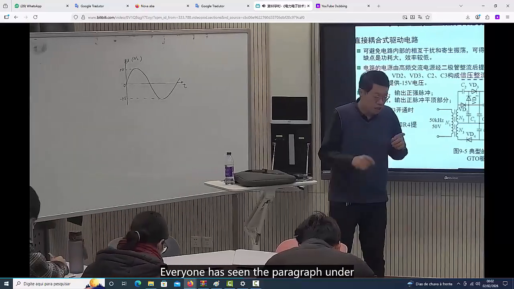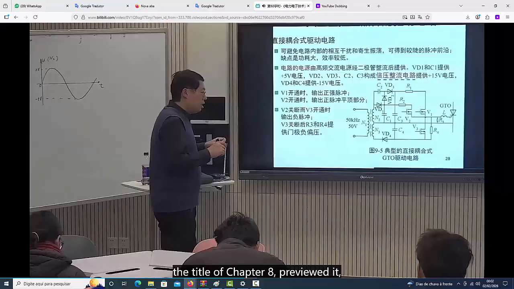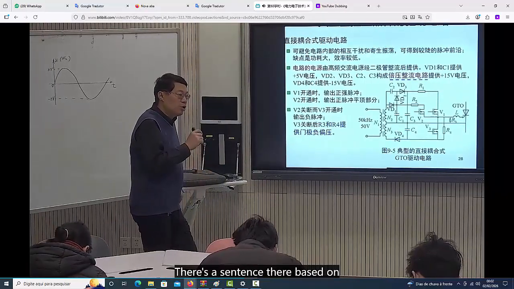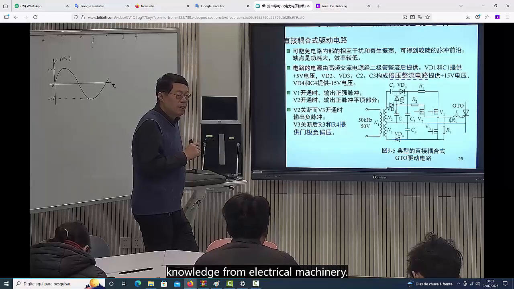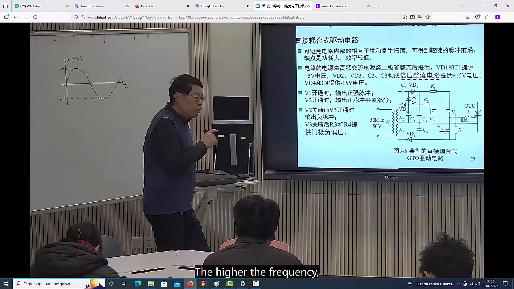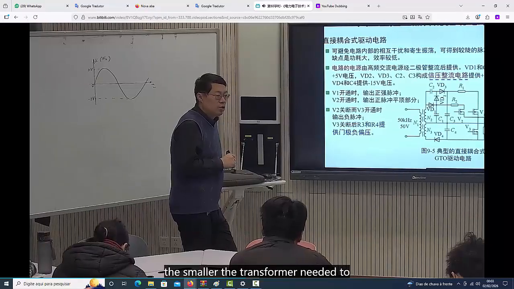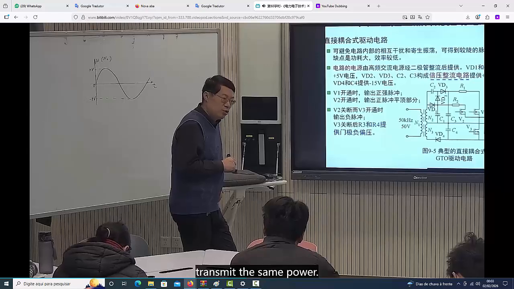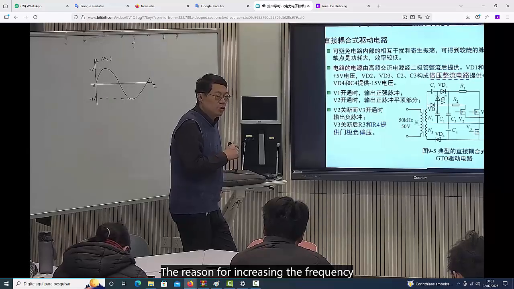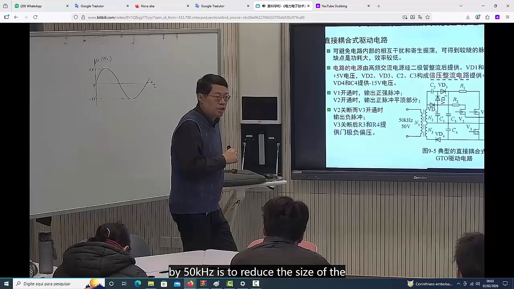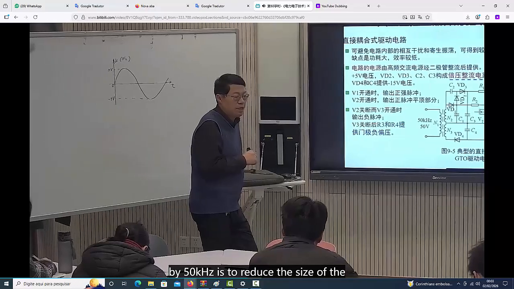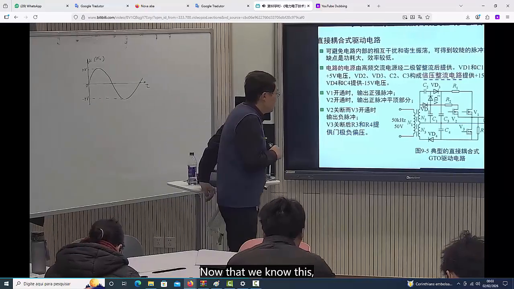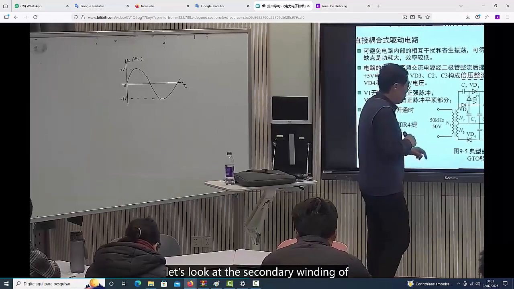Everyone has seen the paragraph under the title of Chapter 8, previewed it, and studied it. There's a sentence there based on knowledge from electrical machinery: the higher the frequency, the smaller the transformer needed to transmit the same power. The reason for increasing the frequency to 50 kHz is to reduce the size of the transformer. Now that we know this, let's look at the secondary winding of the transformer.